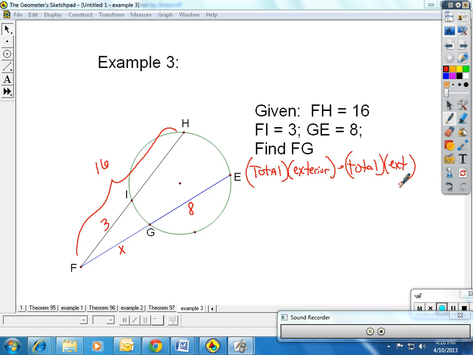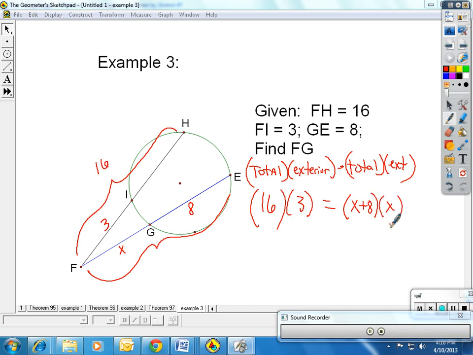Alright, well, 16 is the total secant, and its external is 3, and the total secant length from F to E is what? X plus 8. And the external is x. So now you can see here we're going to have some quadratics creep in here. Okay? So this is 48 equals x squared plus 8x, and we have a quadratic to solve. Set it equal to 0. X squared plus 8x minus 48 equals 0. And then we can factor.